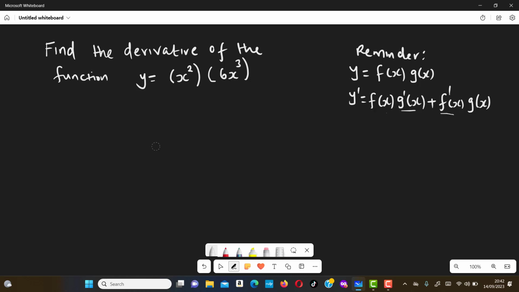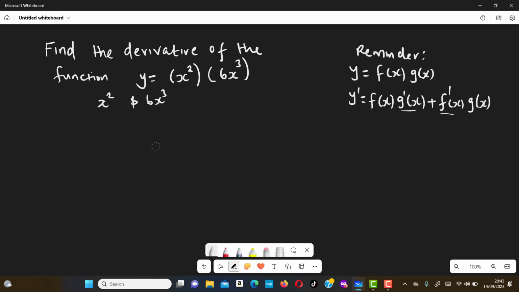The two functions in this problem are x squared and 6x raised to the power of 3. It doesn't matter which one we choose for f of x and which one we choose for g of x, since the product rule just has adding f of x multiplied by g prime of x and f prime of x multiplied by g of x. We will get the correct answer either way as long as we stay consistent.